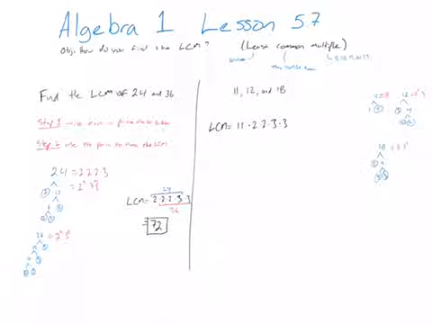So again, notice here's the 12. This part right here is the 18. And then this part right here is the 11. So just need to multiply all of those numbers together, and my LCM will come out to be 396.